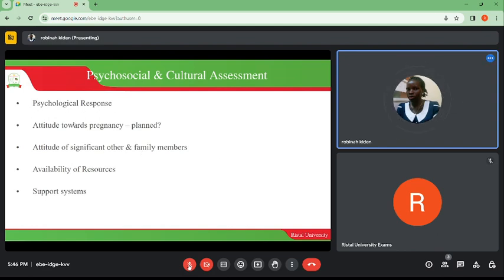So let us have the psychosocial and cultural assessment. Under this we have the psychological response. In this case, we interact with the mother and we see how the mother is responding to this pregnancy. How is she accepting the pregnancy? Does she feel comfortable with this pregnancy? And many other things. Then attitudes towards the pregnancy. Was it a planned pregnancy or was it something that happened accidentally to the mother?